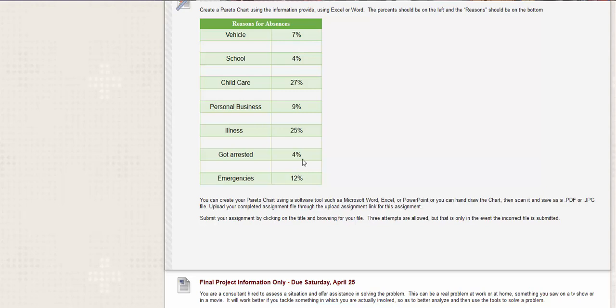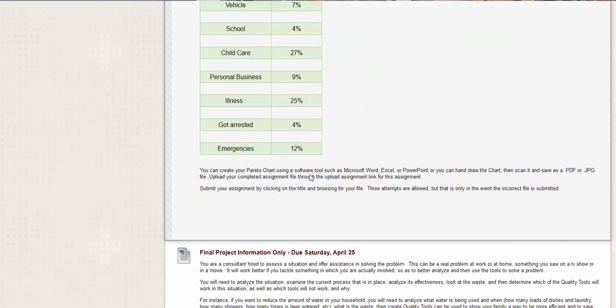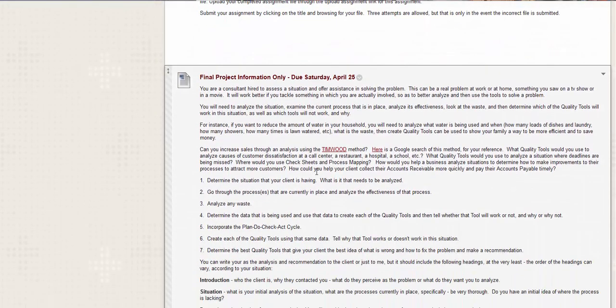So when you create your chart, whichever is the highest number goes first, so 27, 25, then what, 12, and you're going to go in descending order, okay? And I'm okay with that. If you do the line that shows the cumulative total, you can do that. So set your chart up this way. And that's it. And then here's the information for your final project.